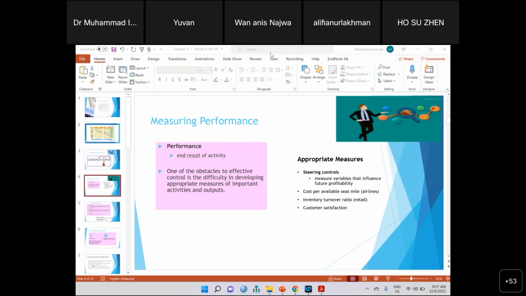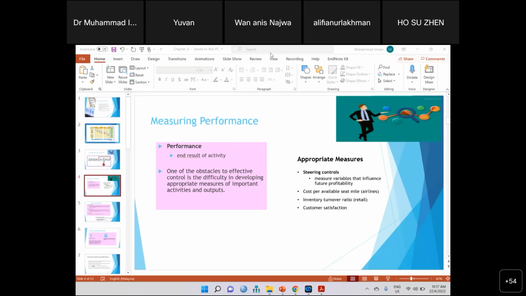Future profitability. I mean, we are predicting how we can earn, how we can take maximum benefit from the activity. In respect of any firm, they are looking for maximum profit. They want to use minimum input and take maximum output, or maximum profit. So, steering controls measure variables that influence future profitability.